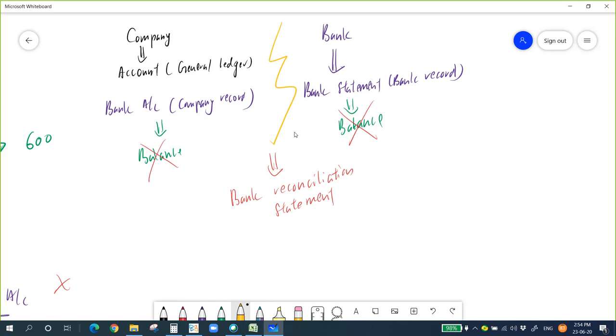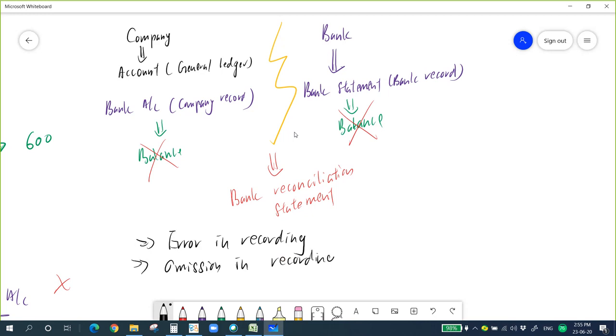So what are the reasons that we have a difference in the balances? It may be due to error in recording, omission. What is the meaning of omission? It means that you miss out. Omission in recording, or due to timing difference. These are the three reasons that we have a difference in our bank account balances and bank statement balances. So we need to prepare the bank reconciliation statement.